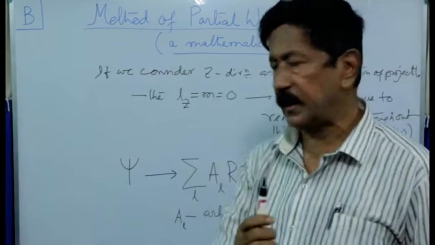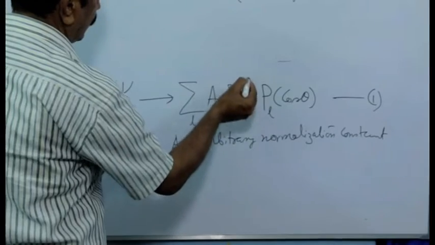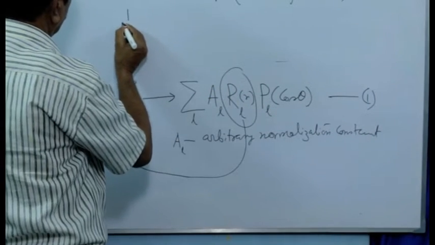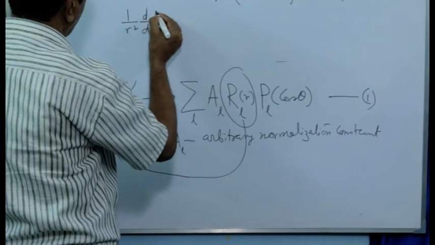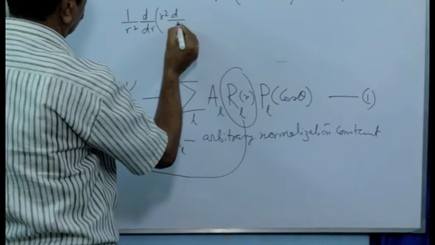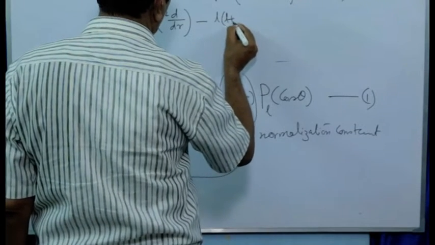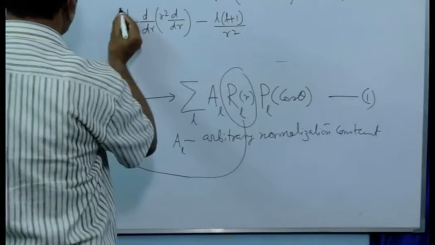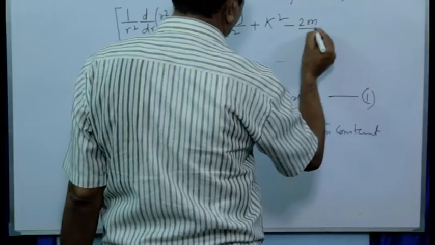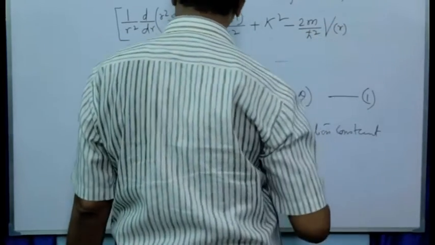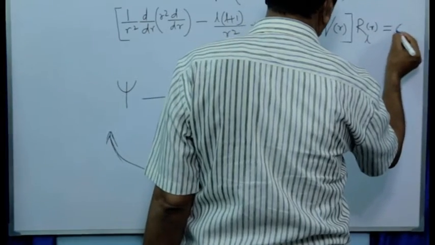Now, if we can represent the total function in this way, then the corresponding Schrodinger equation's relevant part is: 1 over r squared, d/dr of r squared dR_L/dr, minus L into L plus 1 by r squared, plus k squared, minus 2m by h-bar squared V of r, times R_L of r, is 0.